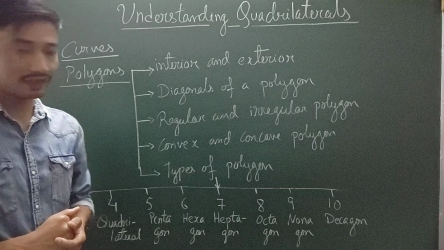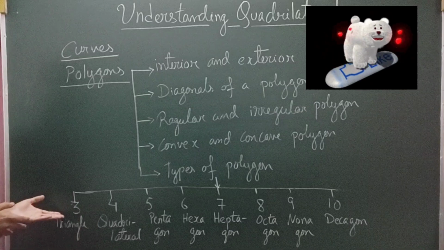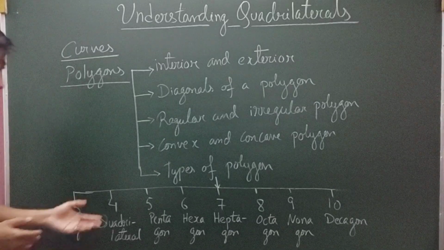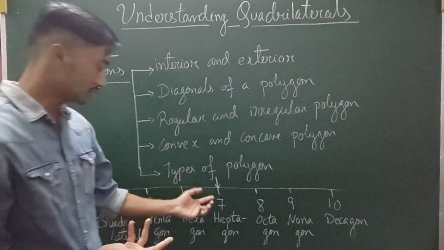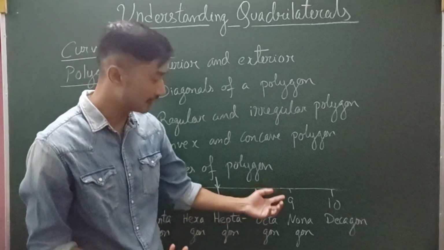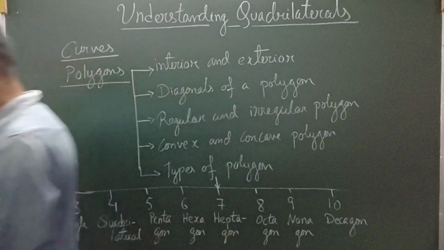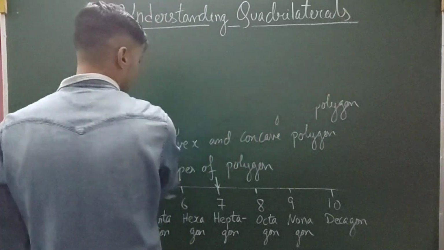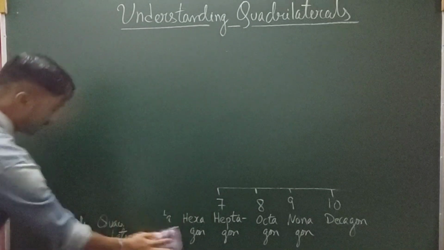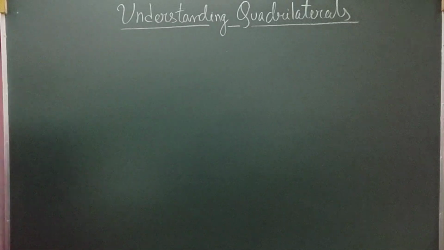Types of polygons. This was interesting. Types of polygons we had depending on the number of sides. If a polygon has 3 sides, it is called a triangle. If it has 4 sides, it is called a quadrilateral. 5 sides, pentagon. 6 sides, hexagon. 7 sides, heptagon. 8, octagon. 9, nonagon. 10, decagon. So that was what was studied in the last class. Today, 2 more properties of polygons we are going to be studying, and after that we will be solving some exercises. Ready? Chalo, pick up pen, paper, books, and let's begin.